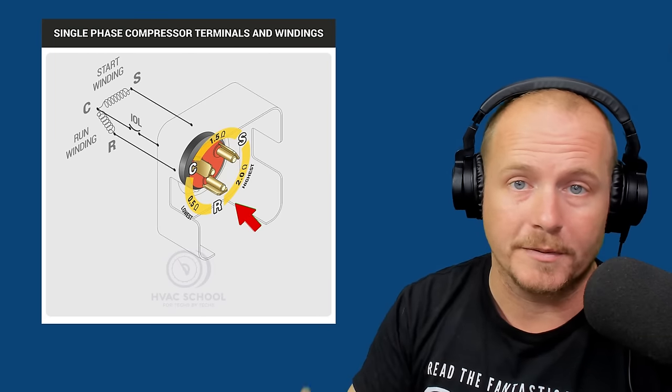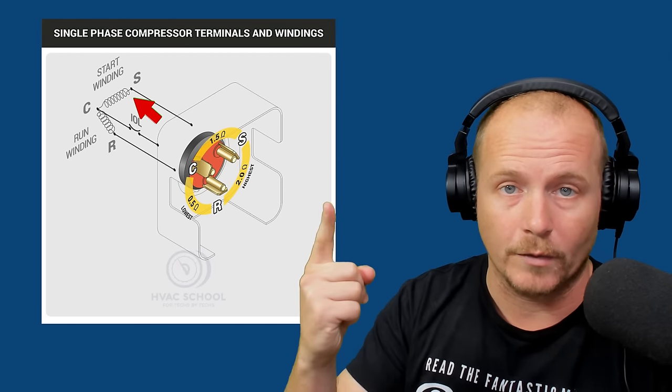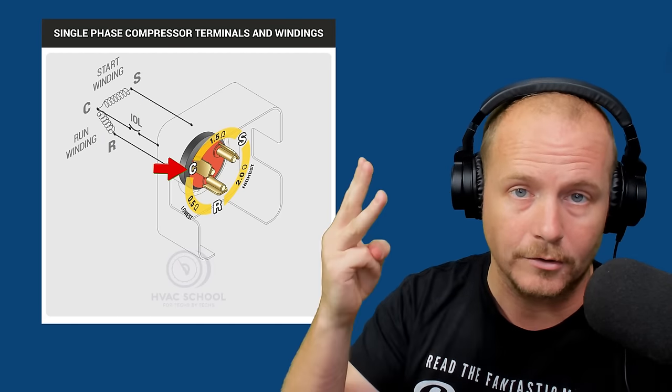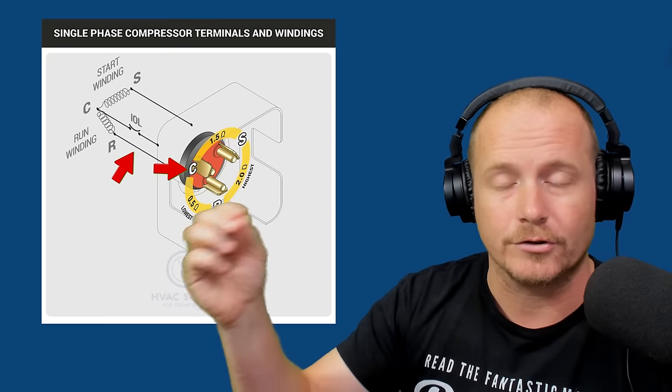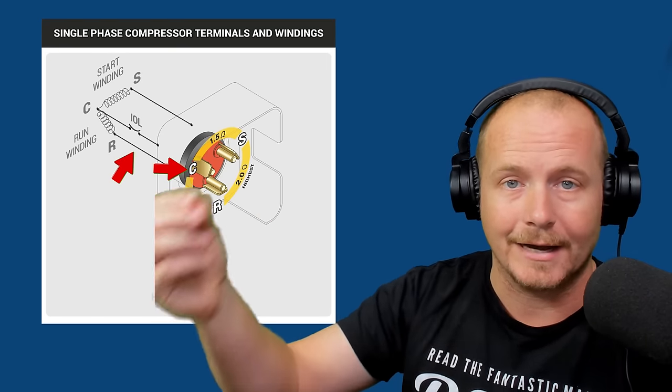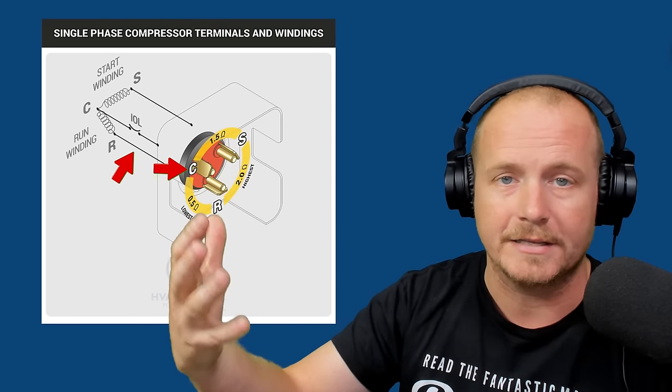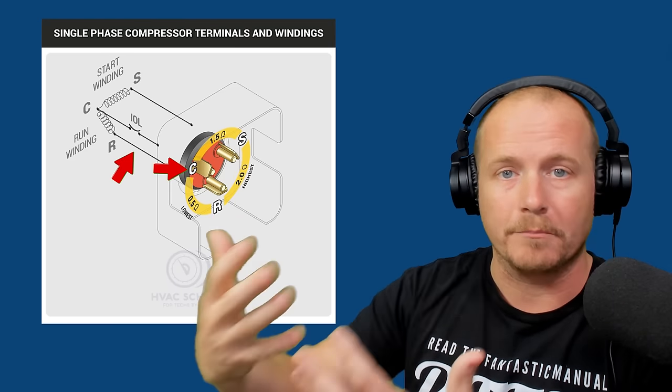They are three terminals, but there are only two windings. There's only the start winding and the run winding. There's the common terminal. The common terminal also has an internal overload that's connected in behind it so that way, if the motor overheats, it shuts the unit off. And so that breaks that circuit.